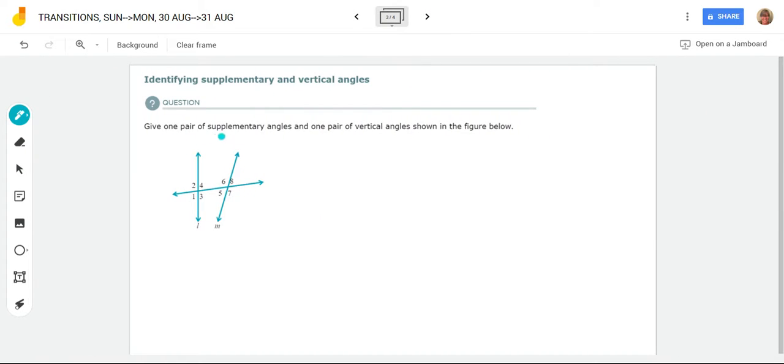This one, again, I believe this is more vocabulary than anything. Supplementary angles are angles that make a line. These would be supplementary angles. Okay?